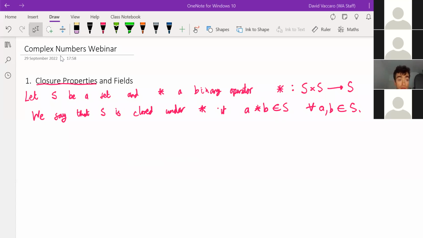So I've written this quite formally. S is a set, star is a binary operator which maps pairs of elements of S into something, and we say that S is closed under star if A star B is in S, and that if it's closed under star, the thing which star maps into is S itself. So the range of this operator is S.